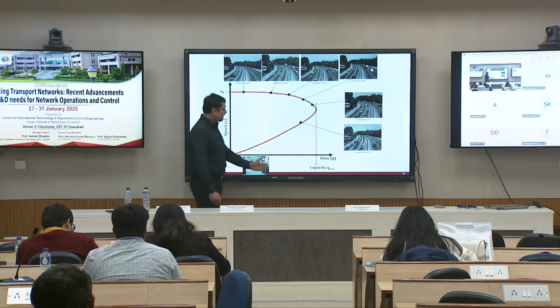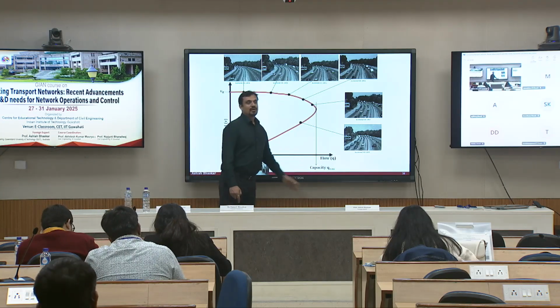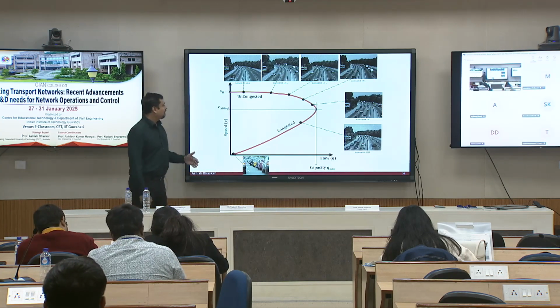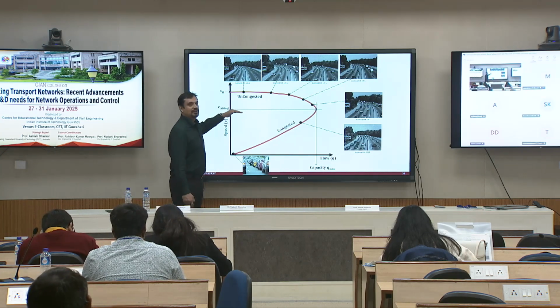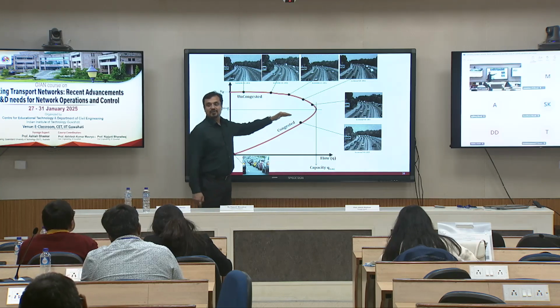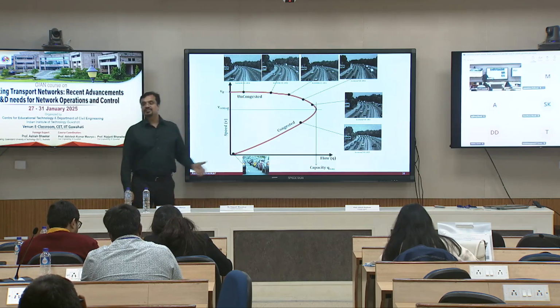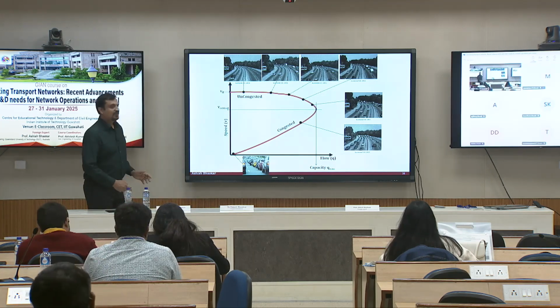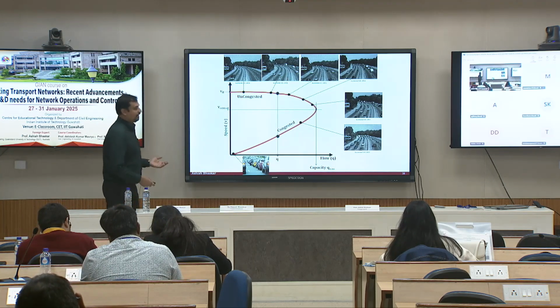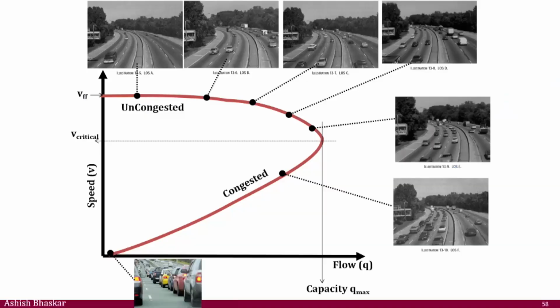So the maximum flow rate is the capacity, the maximum value, and again you have a critical speed, the speed at which you reach the capacity. Upper portion is uncongested, lower portion is the congested regime, right? And this one was to show that if a flow rate is given to you, you cannot say much about the congestion on the road, because that flow can be low because of the uncongested condition, or low because of the congested condition. So flow is not a good indicator for congestion.